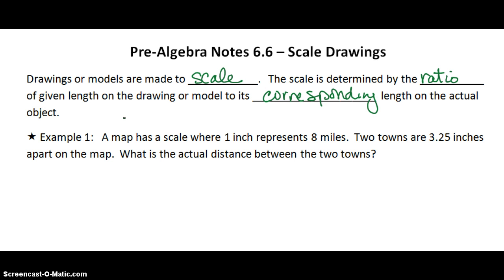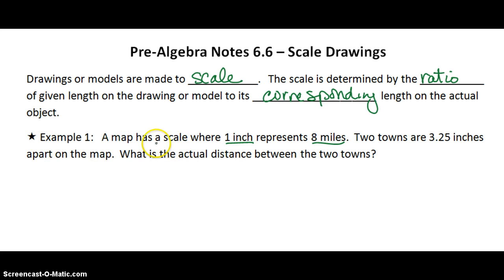So in other words, a map. On a map, if it says 1 inch represents 8 miles, then the map is drawn to scale. Of course, if you open an atlas and look at the state of Tennessee, that's not the real size of the state of Tennessee. It's a scale drawing of the state of Tennessee.